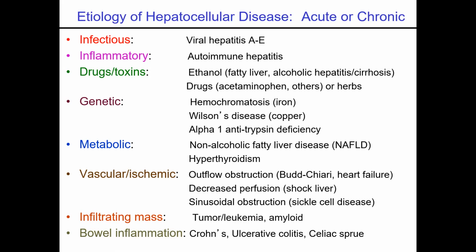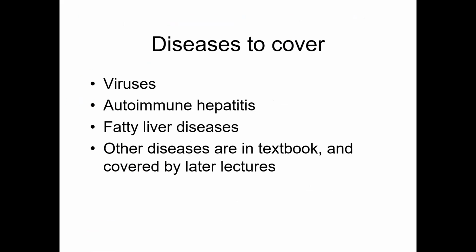You also have infiltrating mass. You could have tumor, leukemia, and amyloid problems that can impair the parenchyma of the liver. And of course, you could also have bowel inflammation that can affect the liver, including Crohn's disease, ulcerative colitis, and celiac disease. So for all of these conditions, please take the time to look at your textbook and understand the pathophysiology behind injury to the liver.